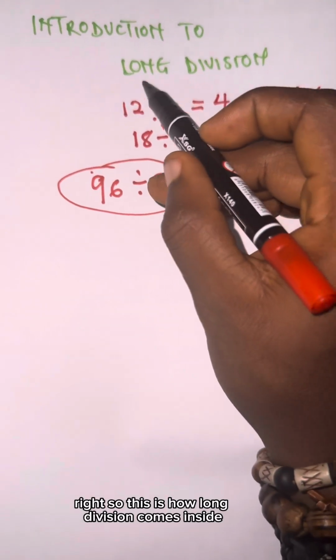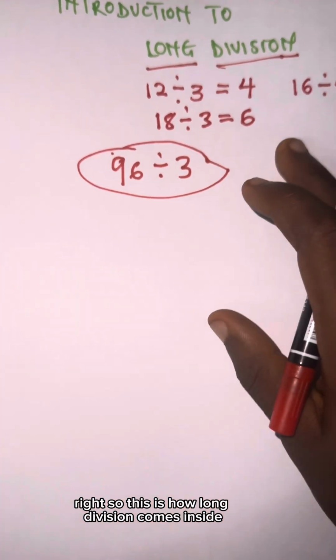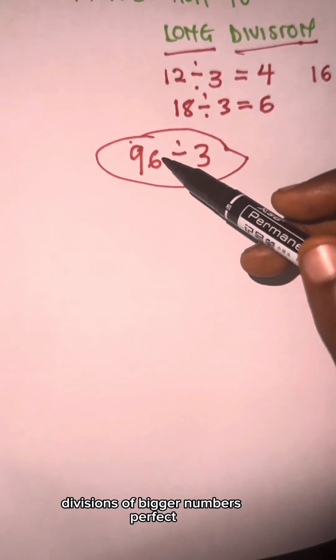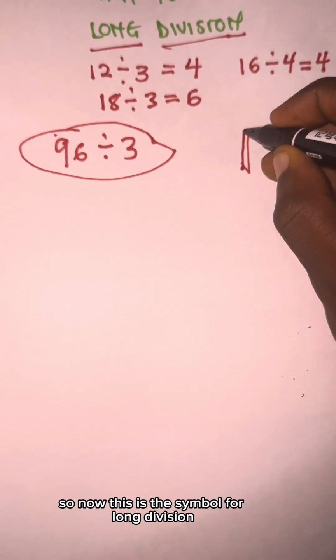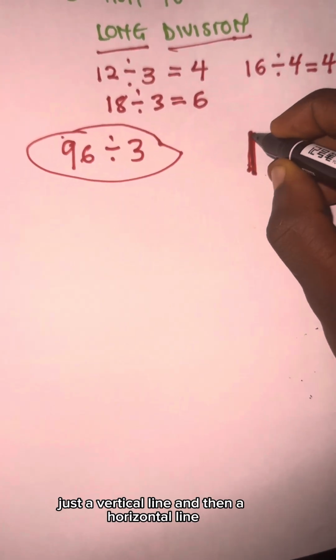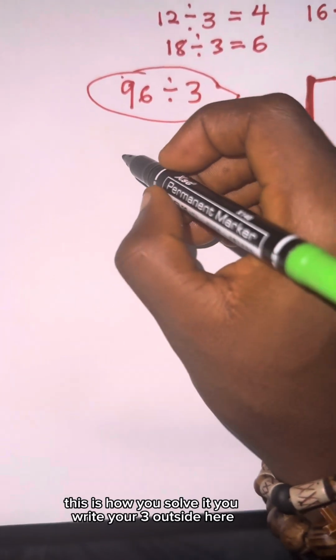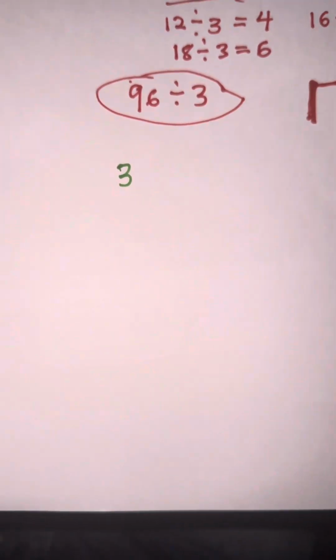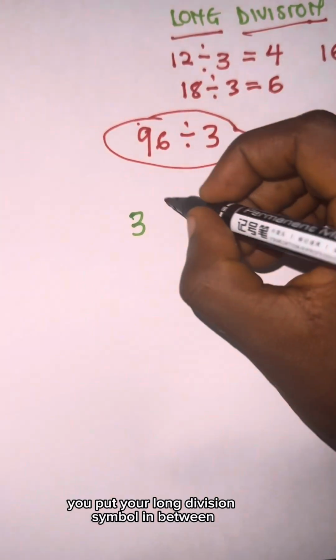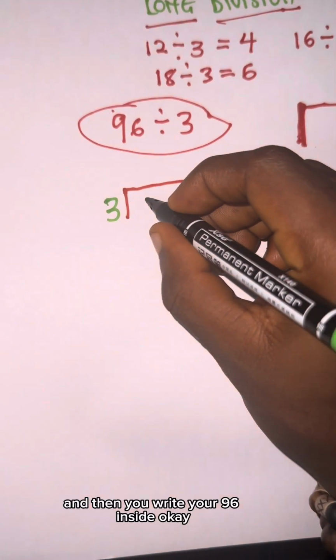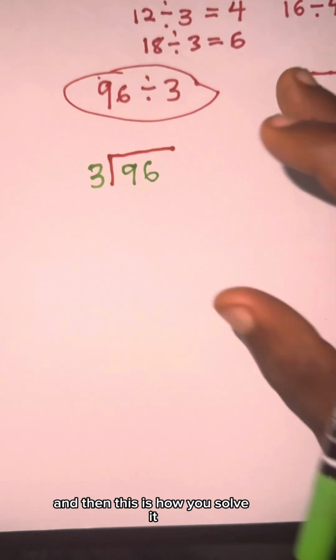So this is where long division comes in. Long division enables us to solve divisions of bigger numbers. Perfect. So now this is the symbol for long division, just a vertical line and then a horizontal line, as easy as that. Okay, so if you are given 96 divided by 3, this is how you solve it. You write your 3 outside here, you put your long division symbol in between, and then you write your 96 inside.